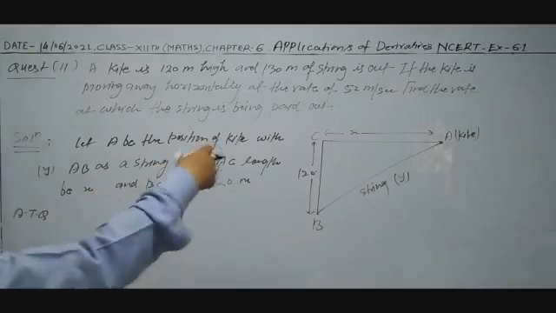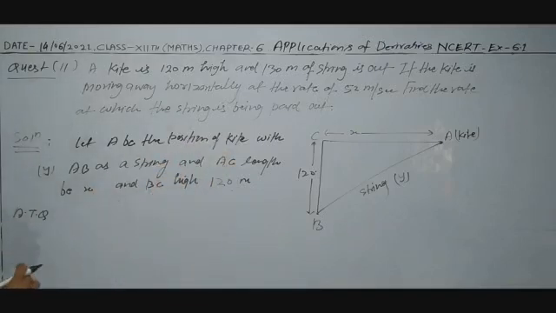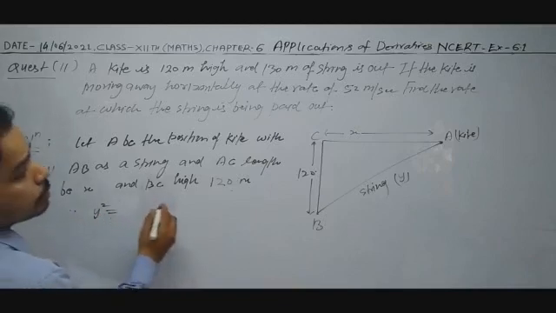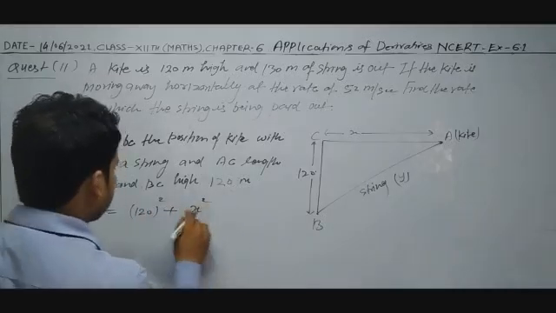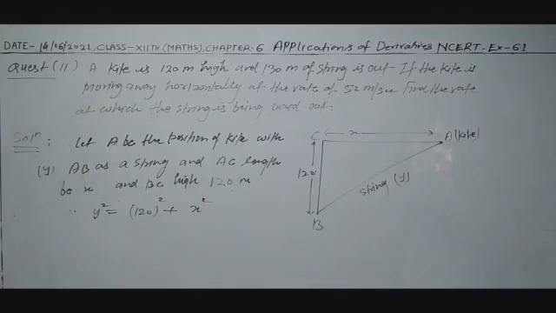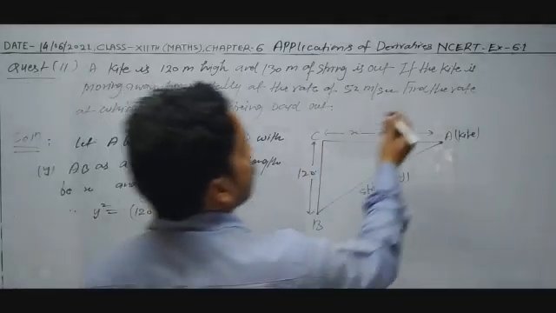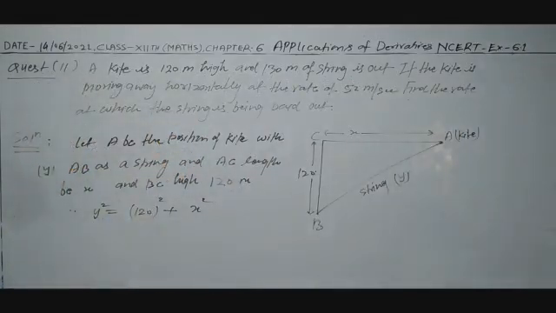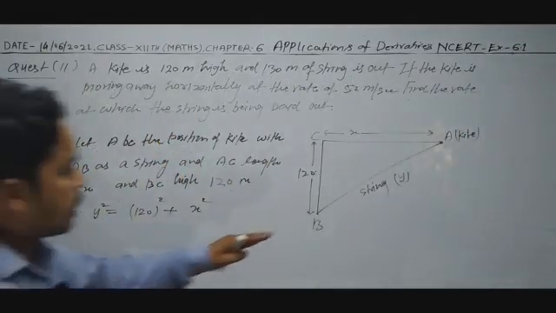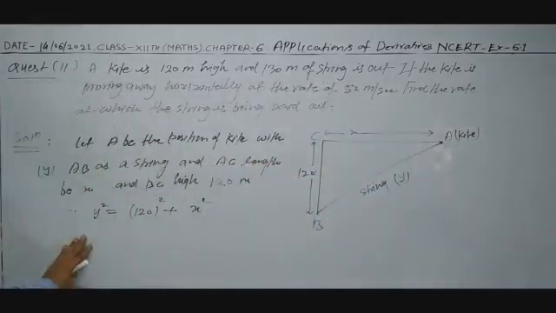So what is the relation between x, y, that is the base, height and hypotenuse? Result, y square is equal to 120 square plus x square. This is the relation. We have to find the rate at which the string is being paid out, means string length, suppose y, then we have to calculate dy by dt from this equation.